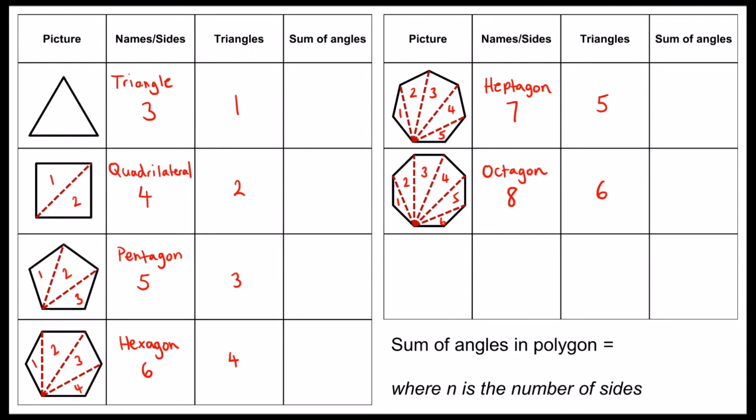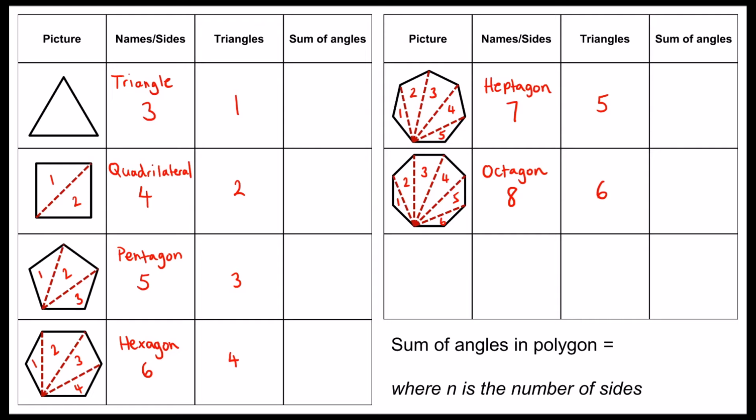Because of the way that I've split it up, if we look at each individual angle inside all of those triangles, it actually makes the total for the interior angles in that polygon. Using the fact that angles in a triangle are 180 degrees, I can use that to work out the sum of all the angles in each of these polygons.